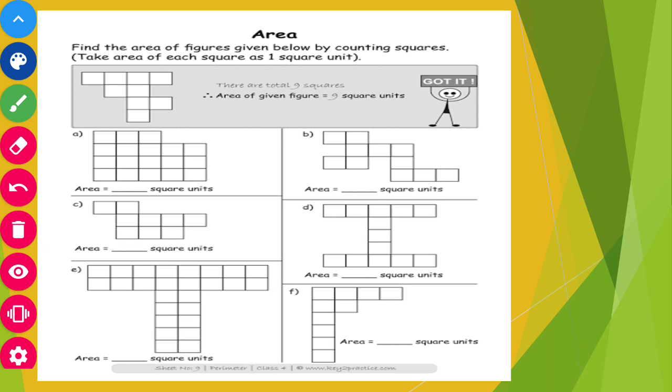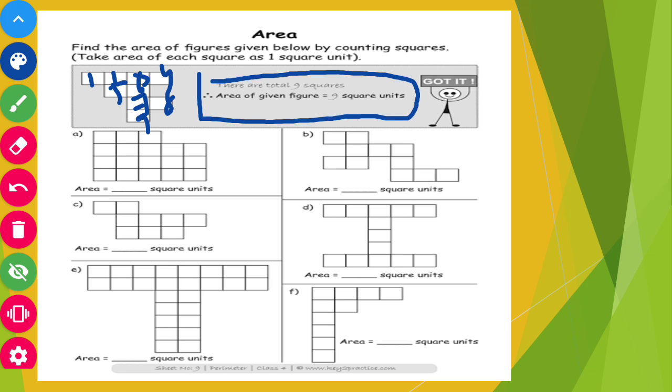Then we'll move to the next one. See here, find the area of the figures given below by counting squares. First, they have given one example. How many squares are there in this one? 1, 2, 3, 4, 5, 6, 7, 8, 9. By counting, we can find the area of the given figure. So what is the area? Yes, 9 square units. In the same way, just find the next one.